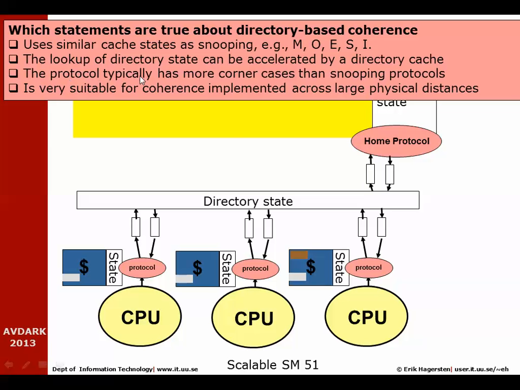There are typically more corner cases here than we saw in the Snoopy protocol. In the Snoopy protocol, we handled 2 corner cases. And here we already outlined many more possible corner cases than that. And yes, the coherence implemented by directory-based protocols are much more suitable for implementation across larger physical distances.